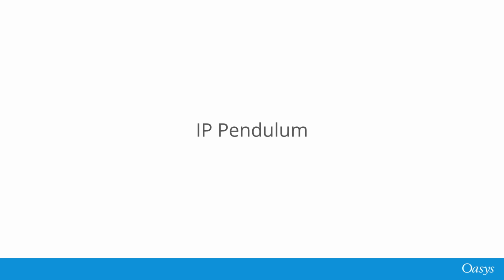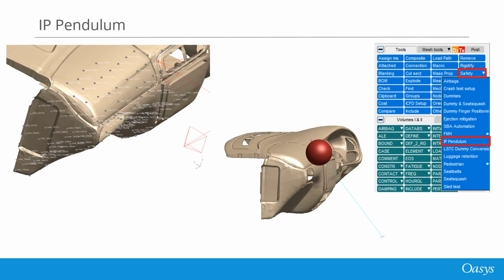So let's now have a look at the IP Pendulum tool in Primer. The IP Pendulum tool is used to set up pendulum impacts into the instrument panel in your vehicle. And it relates to FMVSS 201 as well as ECE R21. As with other automotive impactor tools, Primer will create multiple analyses at different impact points and automatically position, depenetrate the impactor and create the output files required.